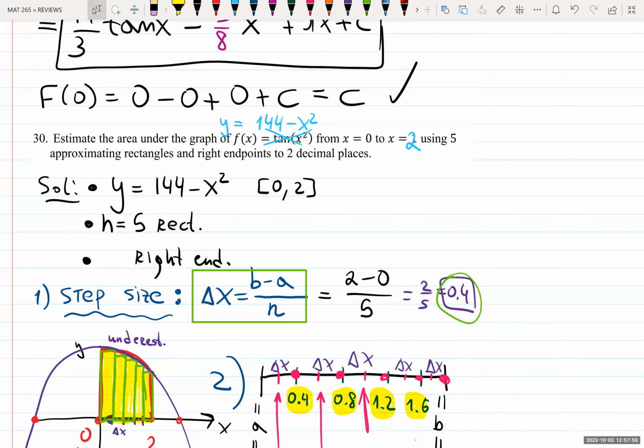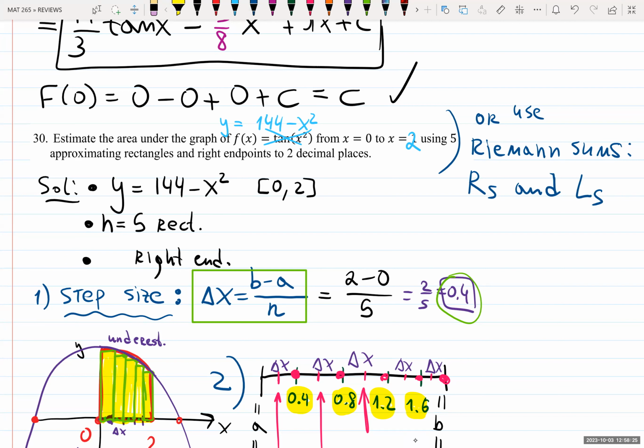But also they might say instead, or use Riemann sums. That's a math terminology. It's a very popular term, Riemann sums. And then it might be like R sub 5 and L sub 5. Nothing new, it's just naming it. So let's not put "or".